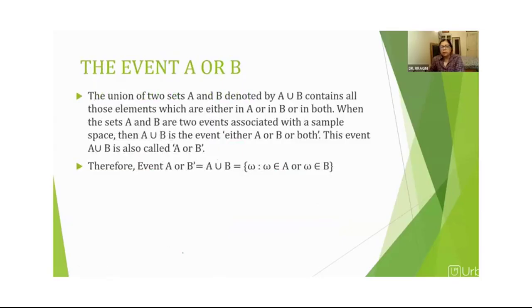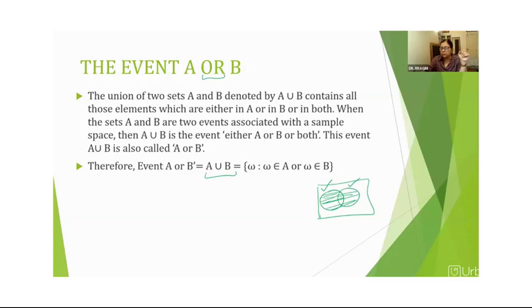Next we have the event A or B. If you try to relate this with sets, you will learn it very easily. What are events A and B? A or B means when we have to choose either A or B. If you remember, in a set, the whole of this portion is A or B. That means a particular event which belongs either to A or to B, right? That is A union B.